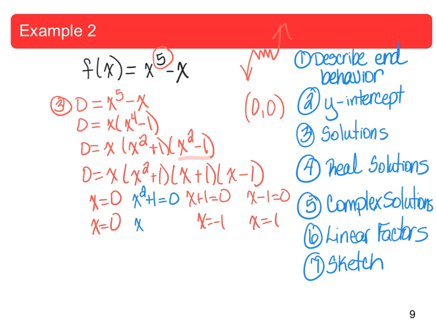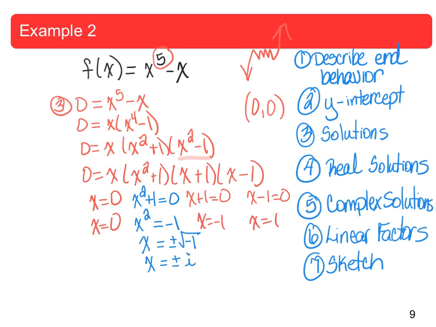I solve for x. I get x squared equals negative 1. When I take the square root of both sides, what do I have to put in front of that square root of negative 1? Good. Don't forget that plus or minus. So I end up with x equals plus or minus the square root of negative 1. What is the square root of negative 1? i. So I end up with plus or minus i.